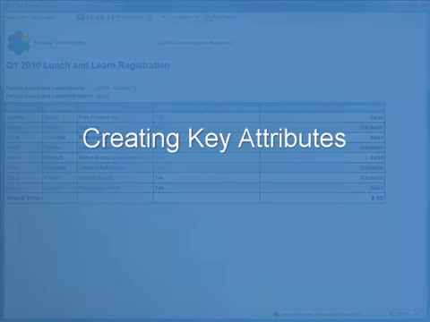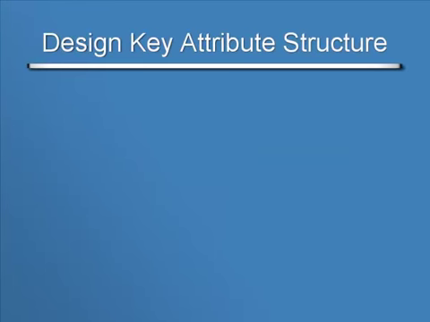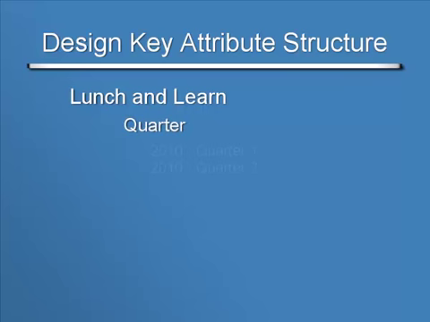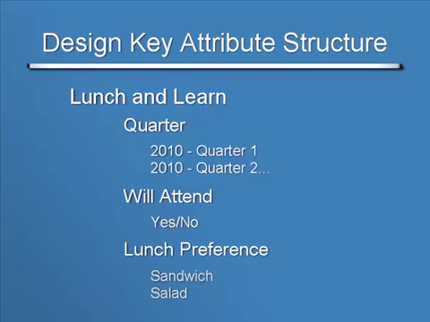So now we'll show you how to create the key attributes that were used in this example. We need to first design a structure for our key attribute category. For demonstration purposes, our structure will be very simple, a single category called Lunch and Learn. The data fields for this category will all be selection lists. We'll have Quarter with a list of the current and future quarters, and Will Attend with Yes, No as the selections, and finally, Food Preference listing sandwich or salad.